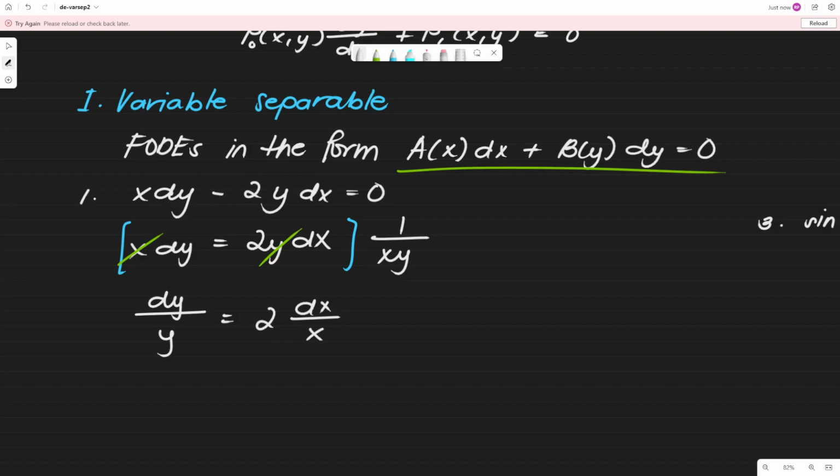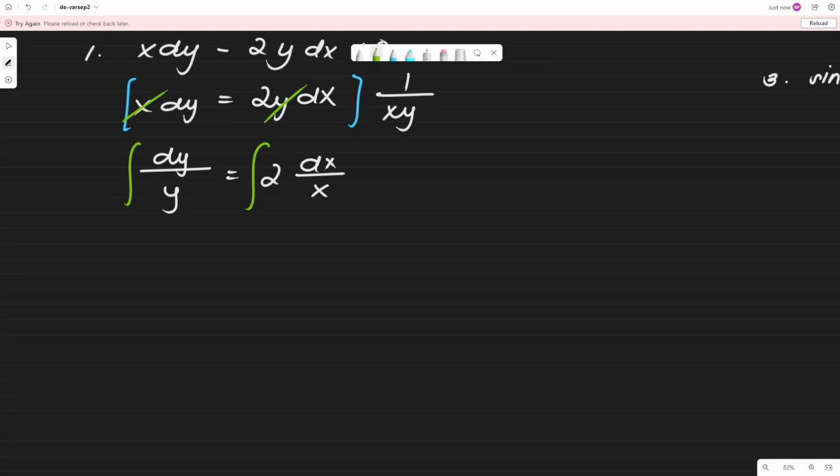So once we arrive with the form, we can directly get the antiderivative. So the antiderivative of dy over y is ln of y is equal to 2 times the antiderivative of dx over x, which is ln x. Of course, let's not forget the arbitrary constant. Okay, so naka-ln yung variables natin, particularly the y.